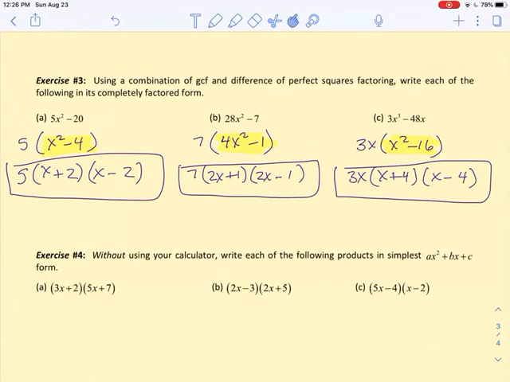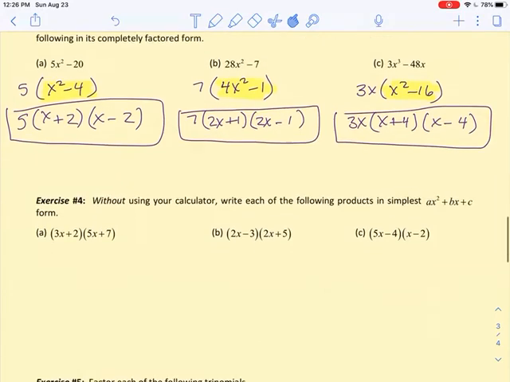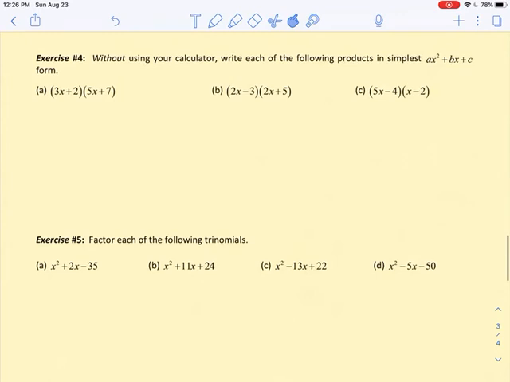All right. Before we get into actually factoring trinomials, let's first practice a little multiplying because the factoring is just working backwards. So number 4, without using your calculator, we want to write each of these products in simplest ax squared plus bx plus c form. So this is actually a trinomial. See that there are 3 terms.